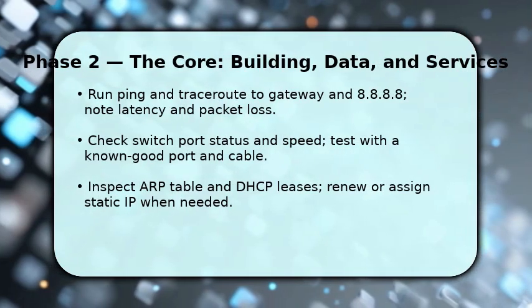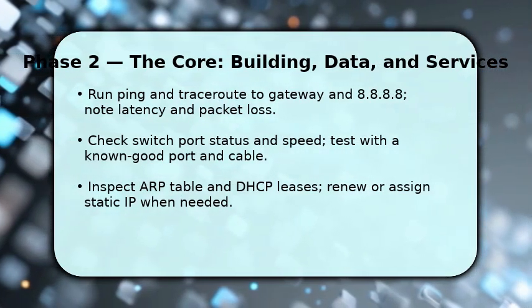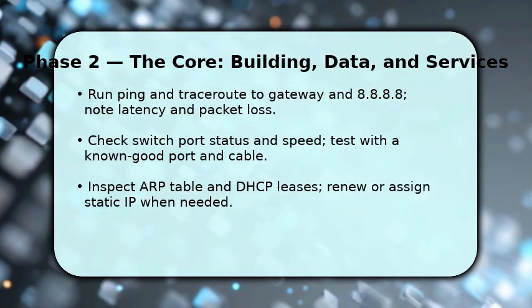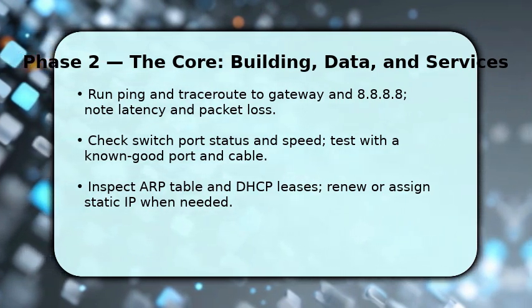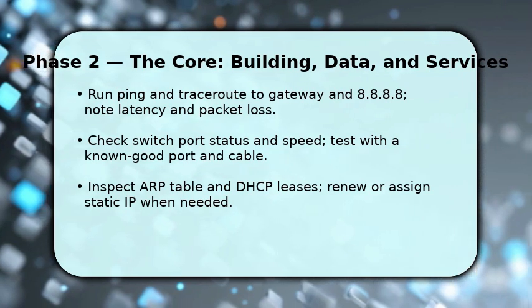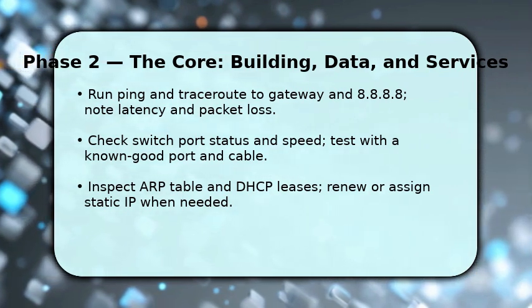You now isolate the fault and collect evidence. Start with ping and traceroute to the gateway and a public DNS like 8.8.8.8. Watch for timeouts and varying latency. Those indicate congestion or drops.